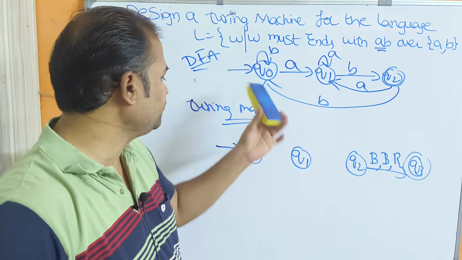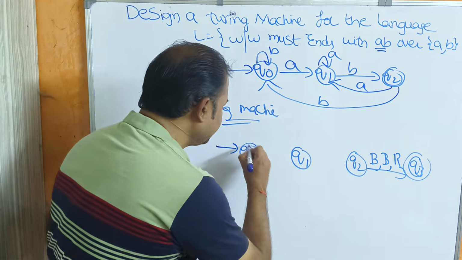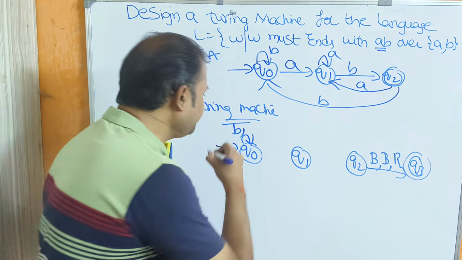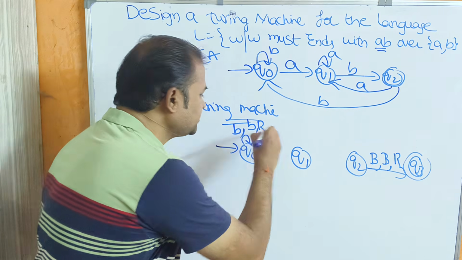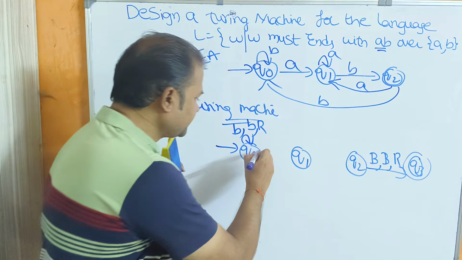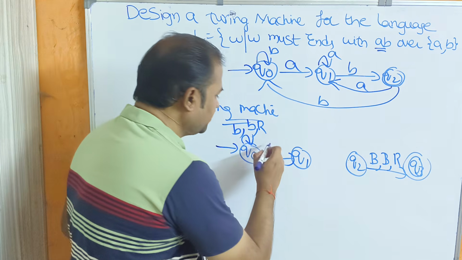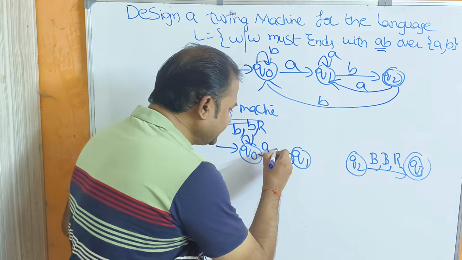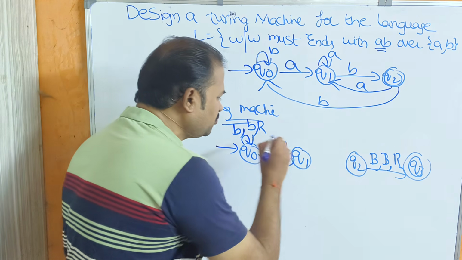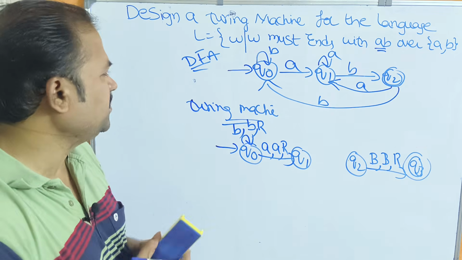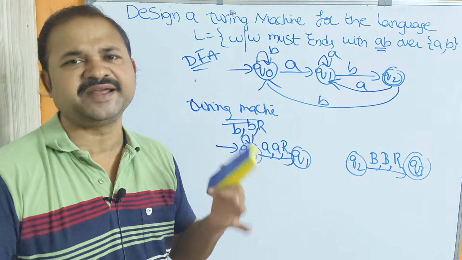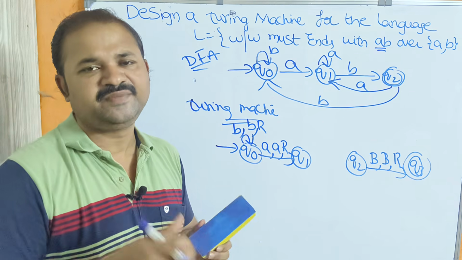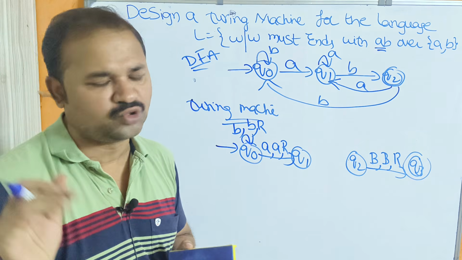So here, what is Q0? On Q0, if we apply b, then keep it as b only and move towards the right. Next, Q0 to Q1 on a: if we apply a on Q0, then keep it as a only and move towards the right. In any problem, we just need to follow this approach only. a means keep it as a only, move to the right; b means keep it as b only, move towards the right.